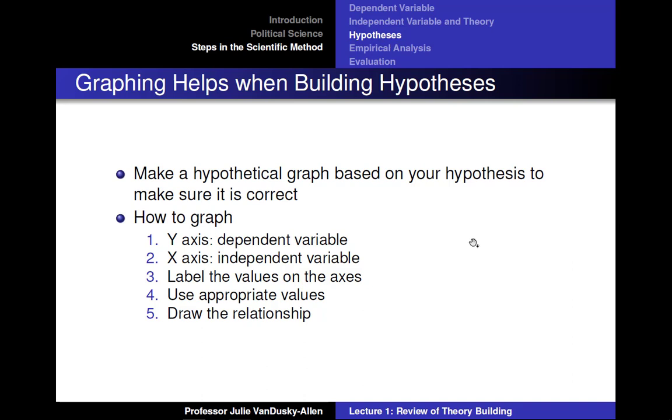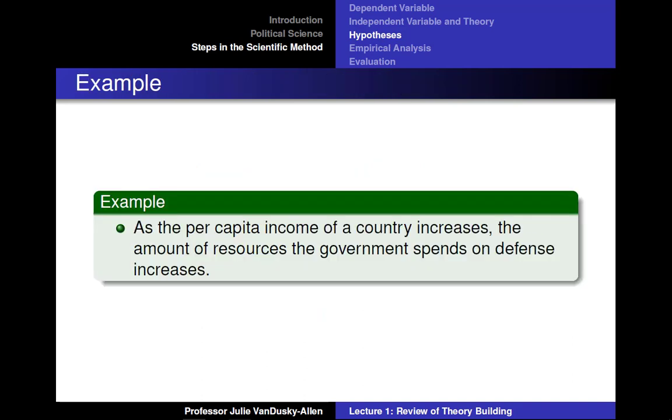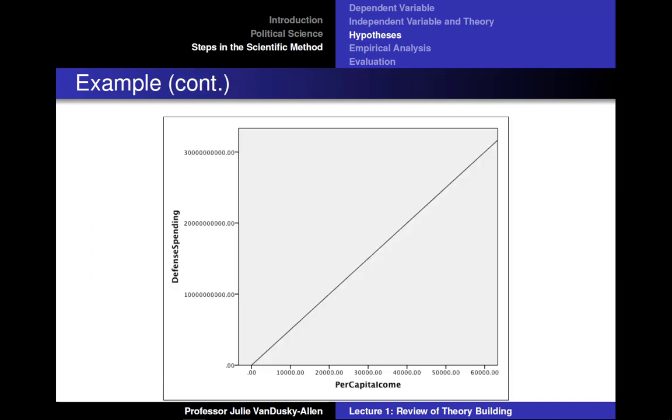your hypothesis. For example, imagine your hypothesis was, as the per capita income of a country increases, the amount of resources the government spends on defense increases. This is what the graph would look like based on this hypothesis. Defense spending is the dependent variable, so it's on the y-axis. Per capita income is the independent variable, so it's on the x-axis. And as per capita income increases, defense spending should increase, resulting in this line with a positive slope.